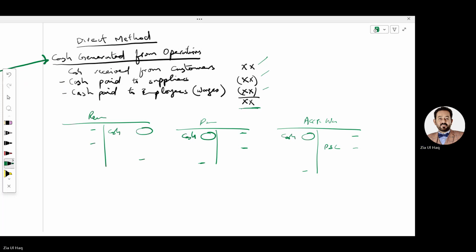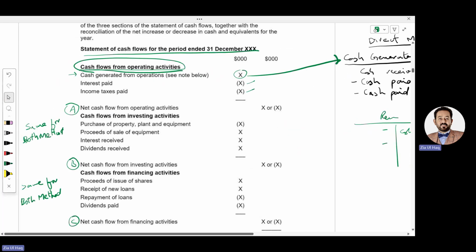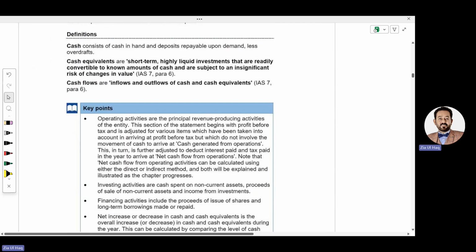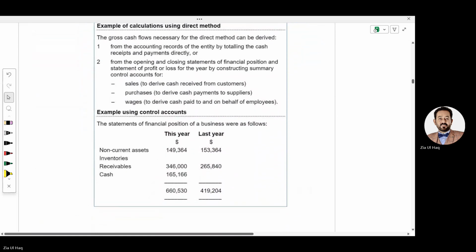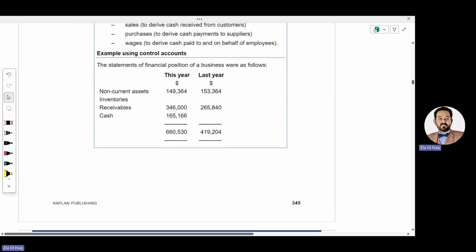Is it fine? Even for interest paid and tax paid, you have to open their accounts: the accrued interest account and the accrued tax account. Now let's discuss a question. Yeah, this example.